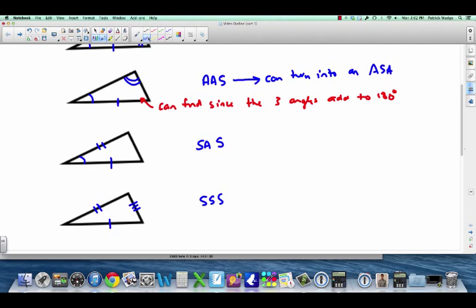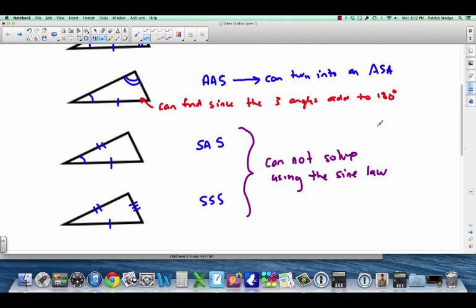Okay, these 2 here we will not be dealing with today because you cannot solve them using the sine law. You would need to use the cosine law, which we'll learn next day.